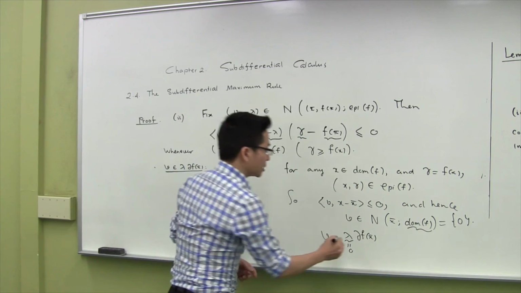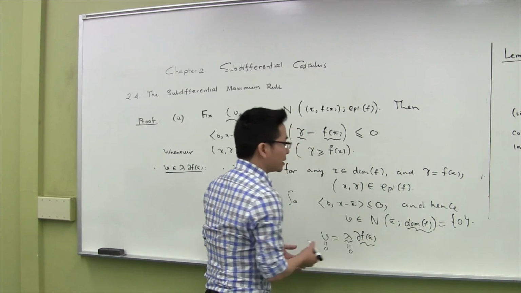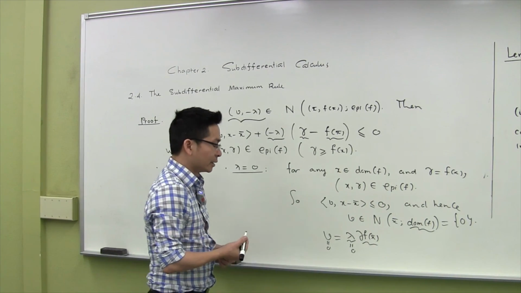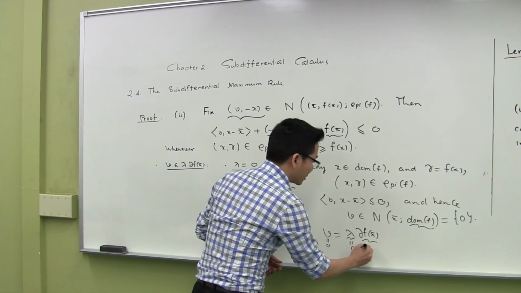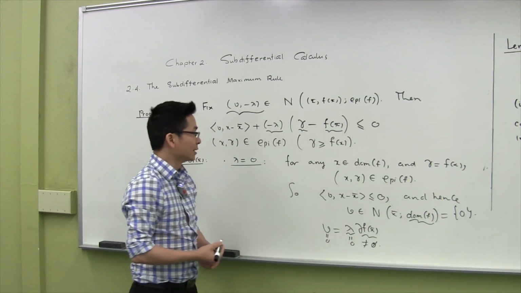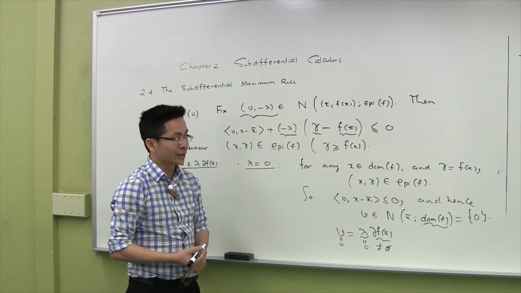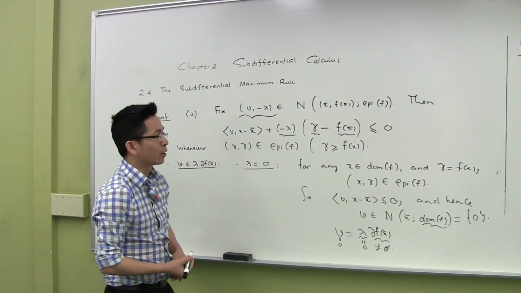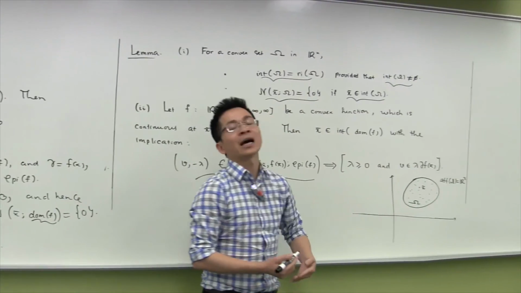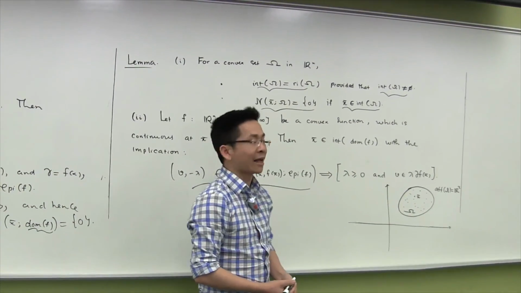Note that because x bar is in the interior of the domain of the function, we can also see that this subdifferential is always non-empty. So the formula is also true in this case. Therefore, we always have that v belongs to lambda times the subdifferential of the function f at x bar.